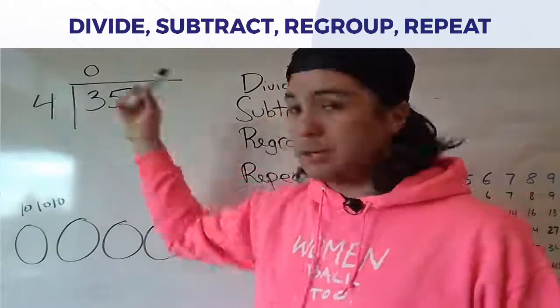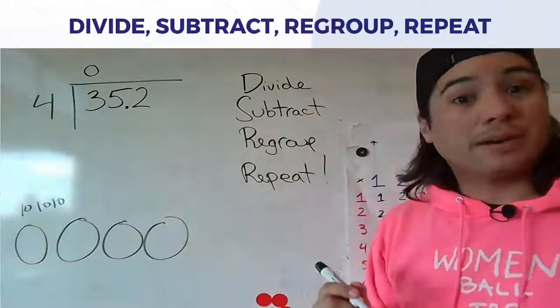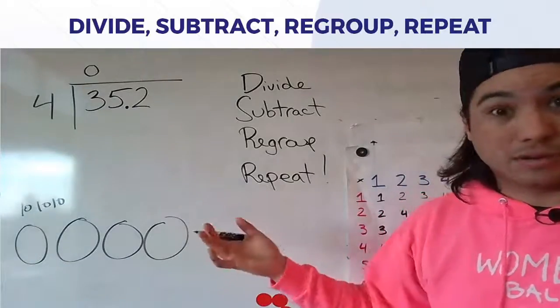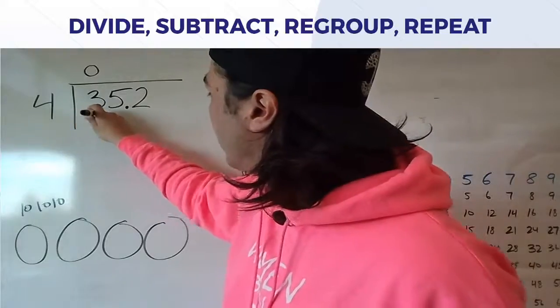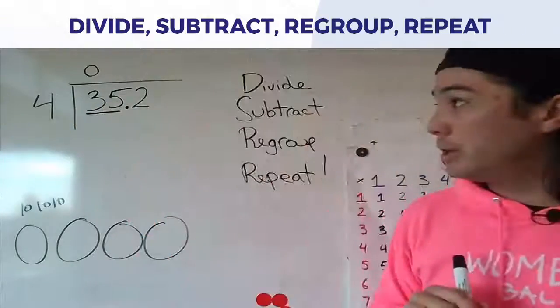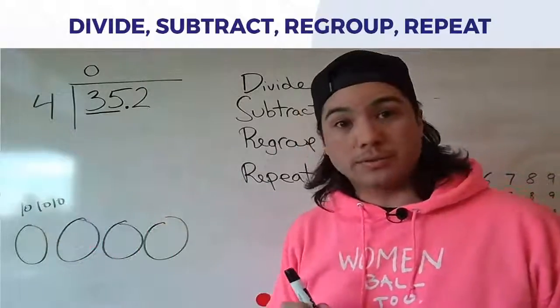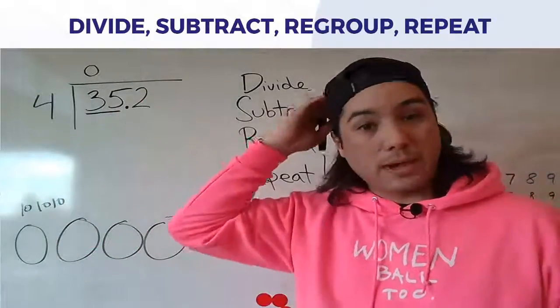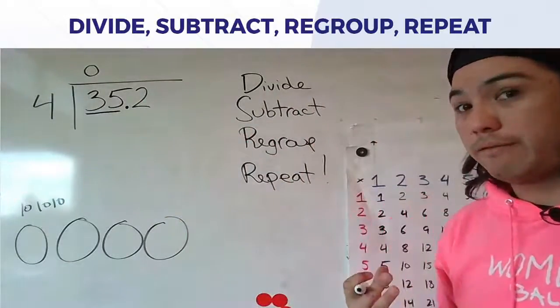Because 4 times 0 is 0, we haven't put anything into groups yet. We don't have to subtract anything. We're subtracting 0, essentially. Then we're going to regroup our tens with our ones. So now 3 tens become 30 ones. Add that to the 5 ones we have, and now we're doing 35 divided by 4.